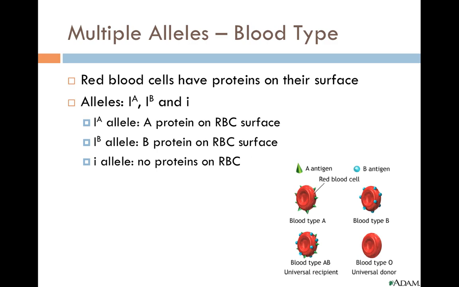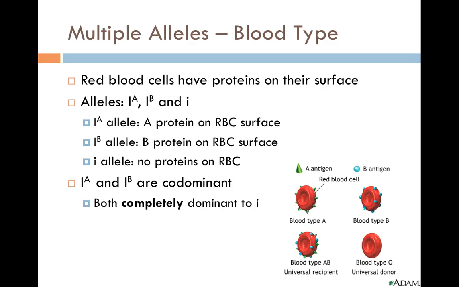So just to give you a little visual representation of what is actually happening for each of these things. A and B, just like I just said, are codominant, which means if you inherit a copy of the A allele and a copy of the B allele, you're actually going to express physically both proteins on the surface of your red blood cells. And both of those are completely dominant to the i because i doesn't make anything. So they both mask that i gene.